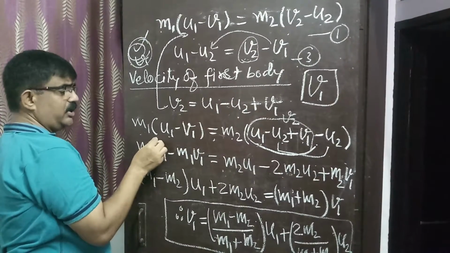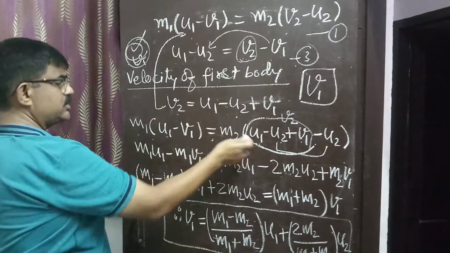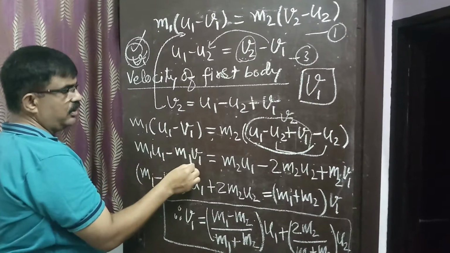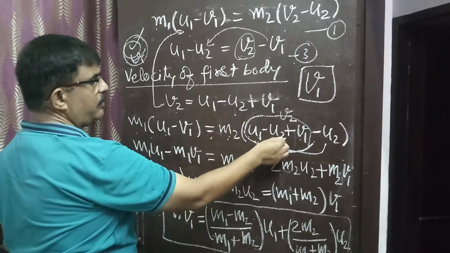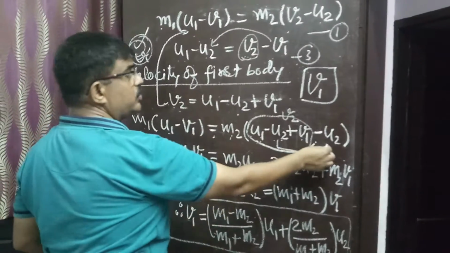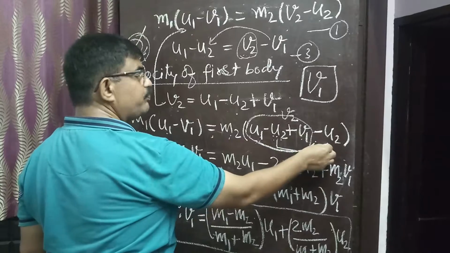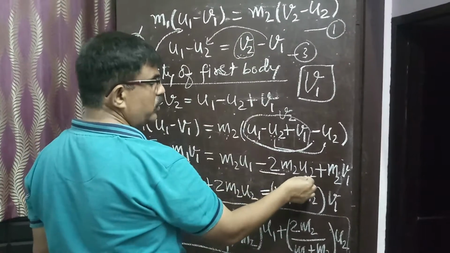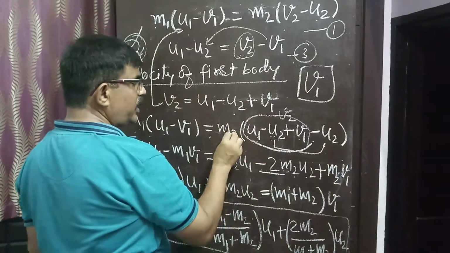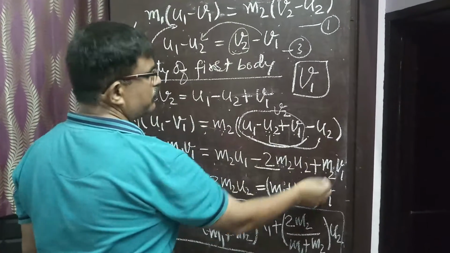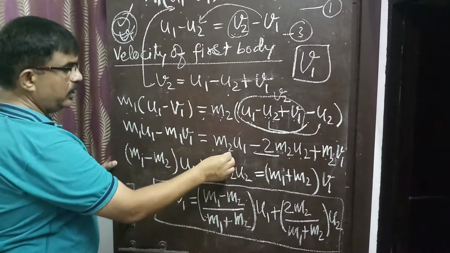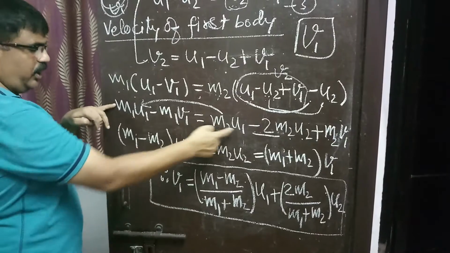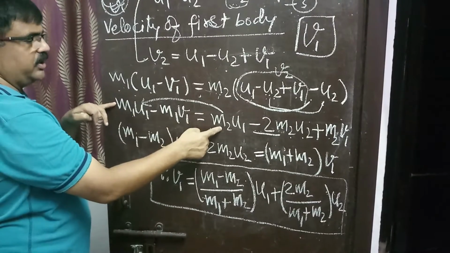Bring this term this side. So when we bring this term, first we have opened. So m1 u1, this is m1 v1, this is m2 u2, and m2 u2 minus u2 minus u2 gives minus 2u2 into m2. So this is minus 2m2 u2 plus m2 v1. Now transpose this term, bring this term here. So u1 we take common, it will be m1 minus m2.